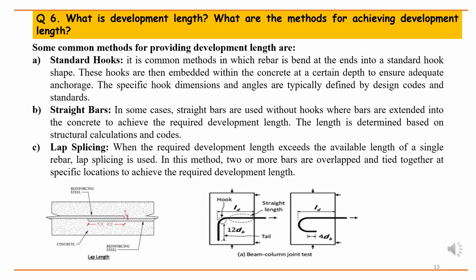Some common methods for providing development length are: A. Standard hooks. It is a common method in which rebar is bent at the ends into a standard hook shape. These hooks are then embedded within the concrete at a certain depth to ensure adequate anchorage. The specific hook dimensions and angles are typically defined by design codes and standards. B. Straight bars. In some cases, straight bars are used without hooks where bars are extended into the concrete to achieve the required development length. The length is determined based on structural calculations and codes.